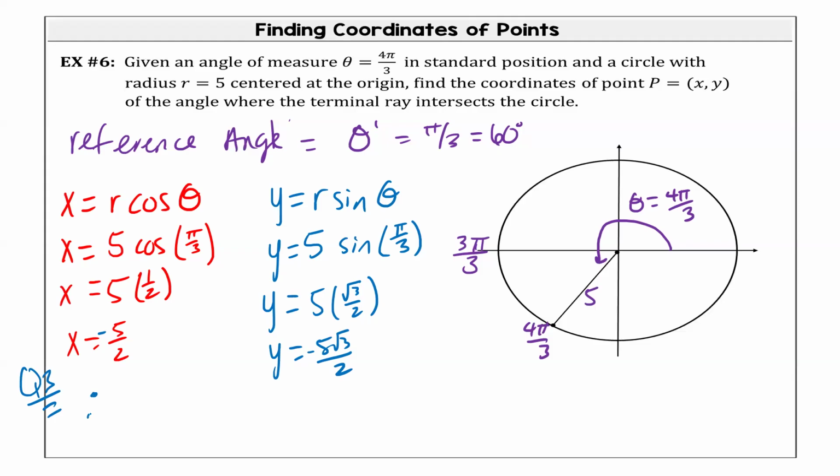So then and therefore, that's what these three dots mean. Then and therefore, our x comma y that satisfies this equals -5/2 and -5 square root of 3 over 2. I'm writing it so you can see it.